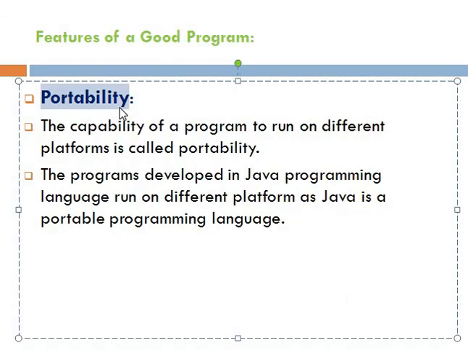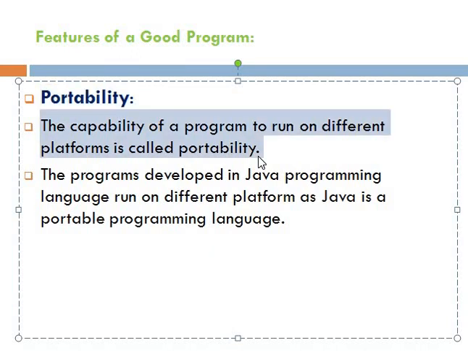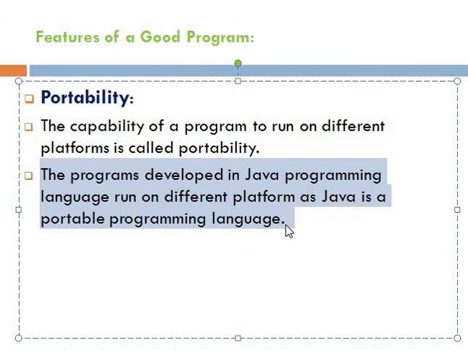The next feature of a good program is portability. The capability of a program to run on different platforms is called portability. The programs developed in the Java programming language run on different platforms as Java is a portable programming language.